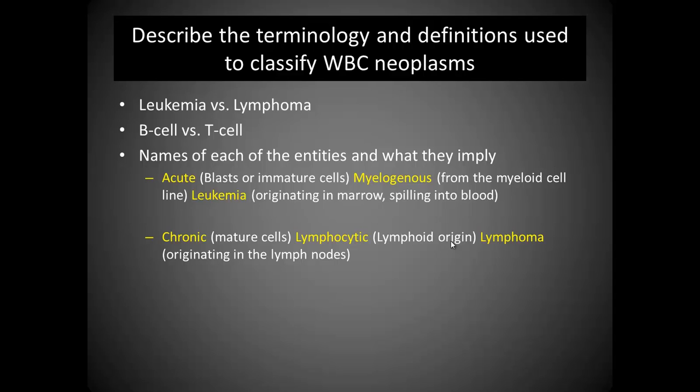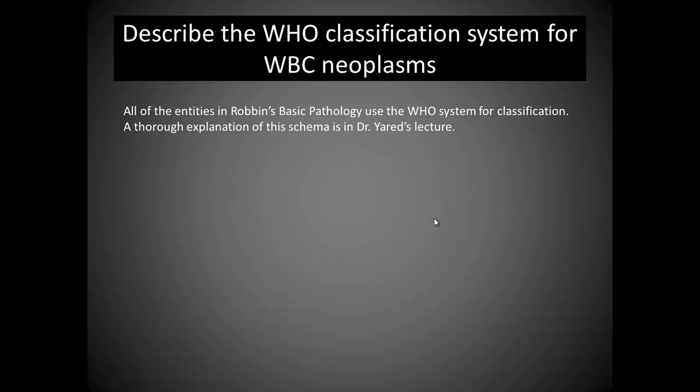Next, you go to myelogenous or lymphocytic. If it's myelogenous, it's from the myeloid cell line, which we'll talk about. Lymphocytic, clearly, they're lymphocytes. They're lymphoid in origin, usually coming out of the lymph nodes. And then you have leukemia or lymphoma, and that's usually how the name ends. If it's leukemia, it originates in the marrow and then kind of trickles out into the blood, whereas a lymphoma originates in the lymph nodes and usually stays in the lymph nodes and can occasionally go to the bone marrow.